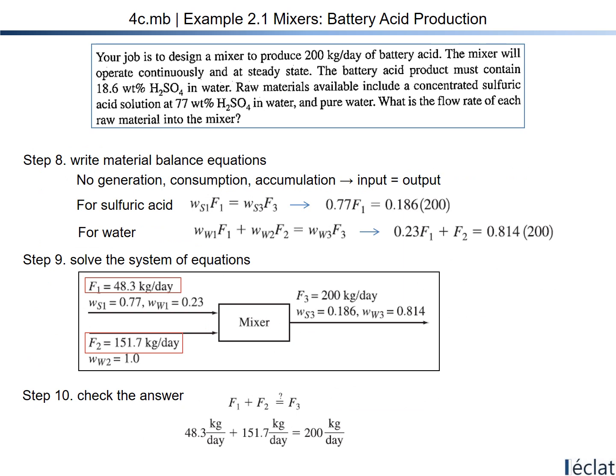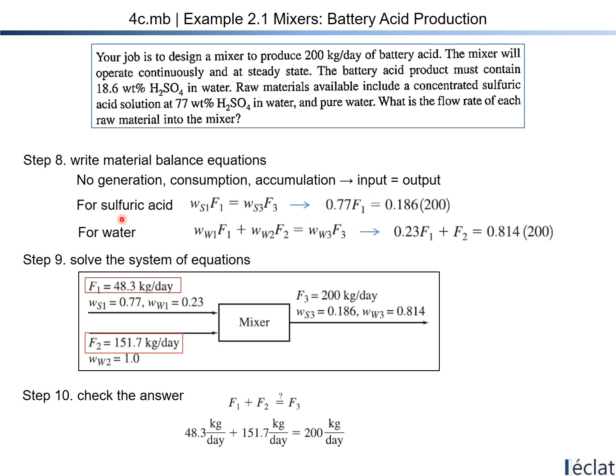And then it's time to set up the material balance equations. How many material balance equations could be obtained from the system? You could expect the number of material balance equations is 2, because you have two components, sulfuric acid and water. Also, let me set up the general material balance equation. No generation, no consumption, no accumulation. So in minus out equals 0. So in is equal to out.